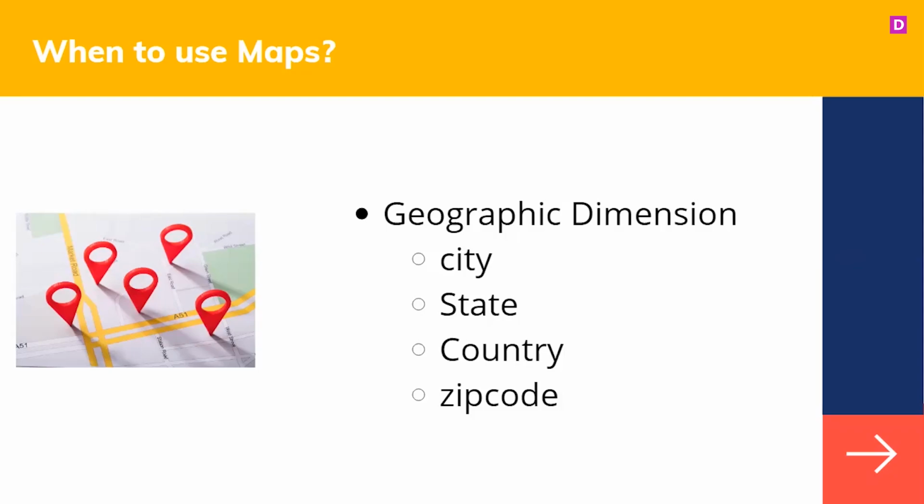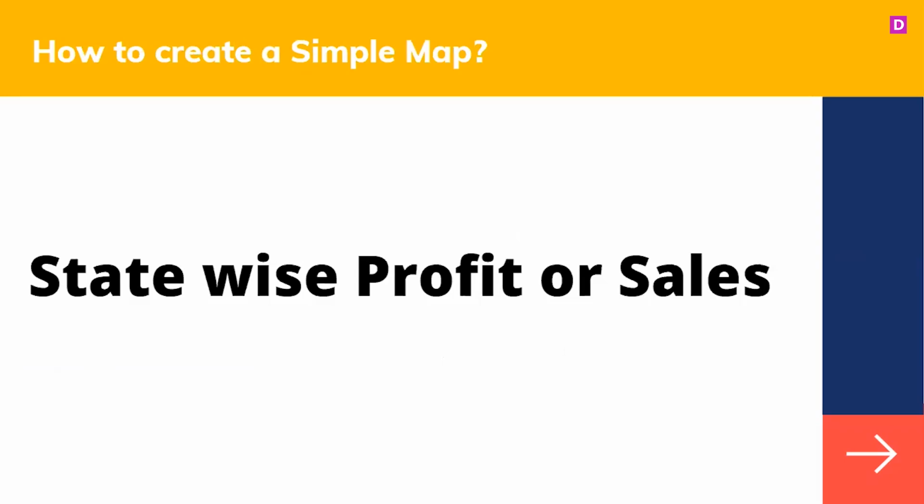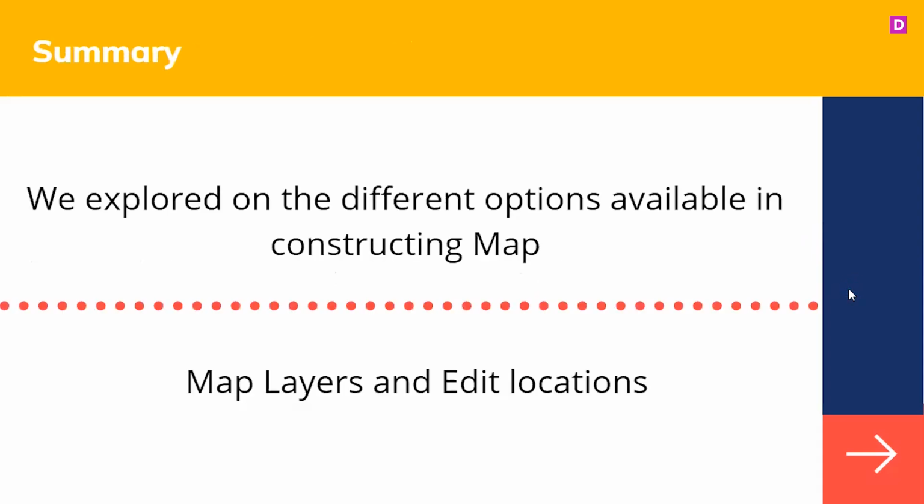Now that we have understood what is happening internally, I want to make use of Tableau and create some maps. That might be the next thing you are thinking about. So we are definitely going to create a simple map, maybe a state-wise profit or sales. Let's see how we can do that.